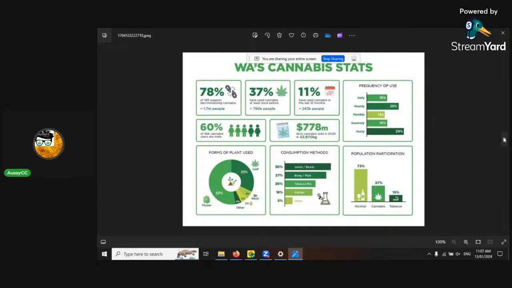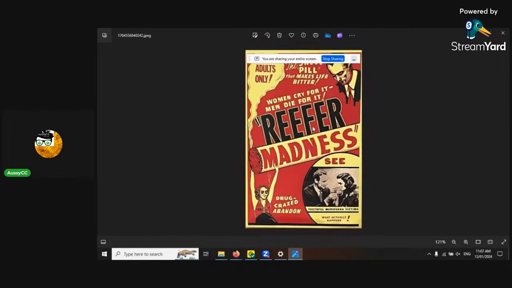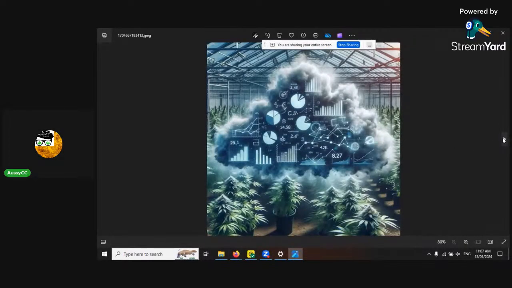This is an Australian thing about Western Australia. I'll go through it on the page itself, just some statistics that come up. This is why it was outlawed in the first place. Yes, because back in the 1930s in the States, it was reefer madness, man, drug crazed fools. Little do they know how medicinally beneficial it is. And I just like that because that looks pretty good.